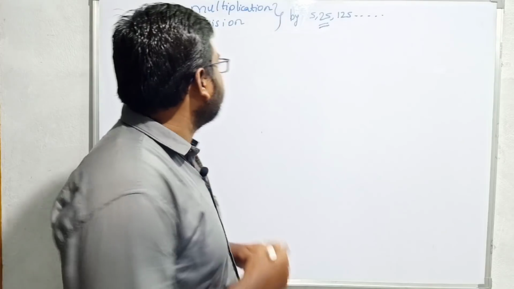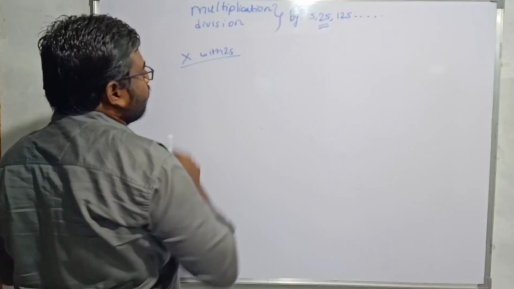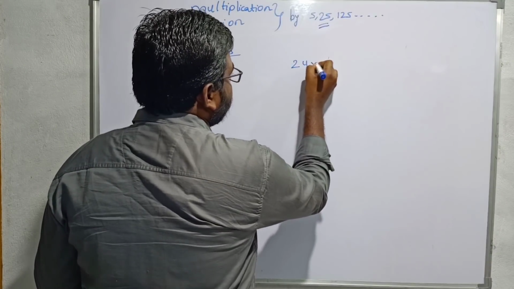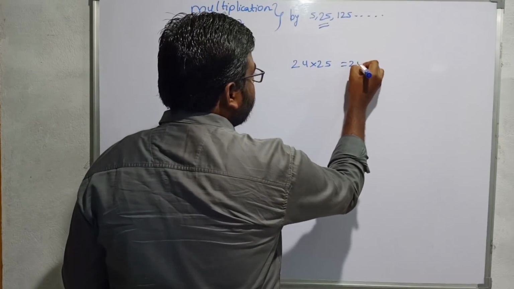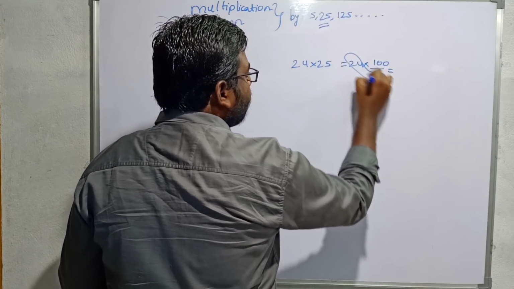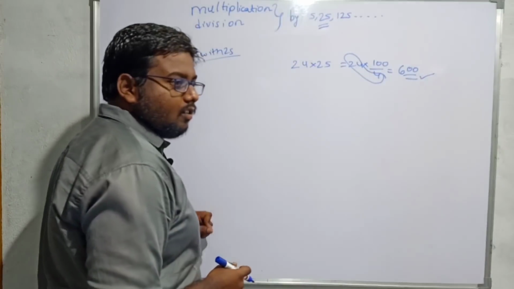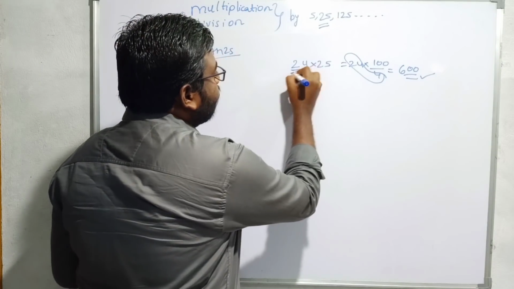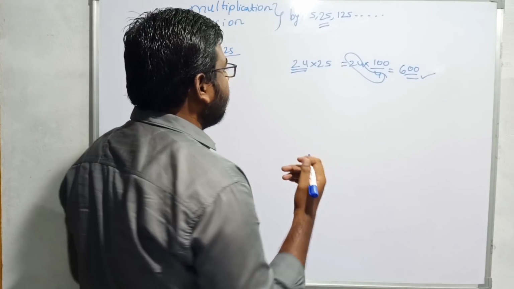Multiplication with 25. For example, if I have to multiply any number with 25, for example 24 into 25, what I will do means I will write this as 24 into 100 by 4. This 24 by 4 is nothing but 6. This is 600. So what I can say is 4 25s will form a 100. So in 24 there are 6 fours, so 600.